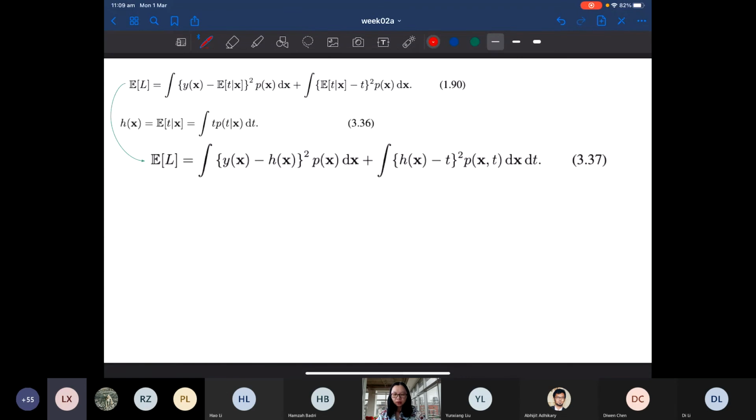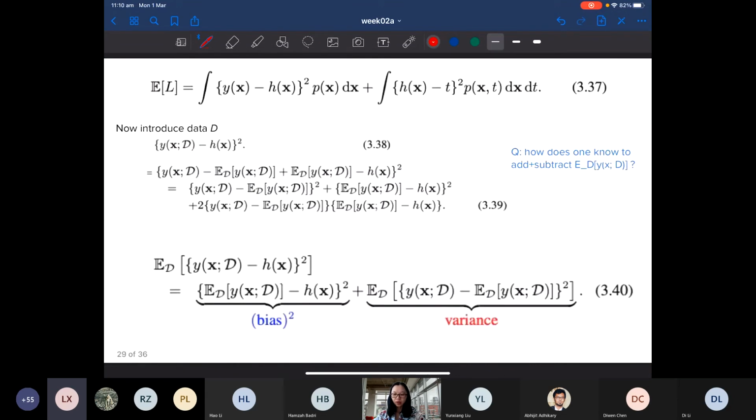Basically what we did was just to replace the expectation of t given x with h of x. And what allows us to decompose bias and variance is to consider different data subsets of D, that we denote as curly D. So in addition to dx and dt, now we're taking the expectation with respect to data subsets D.